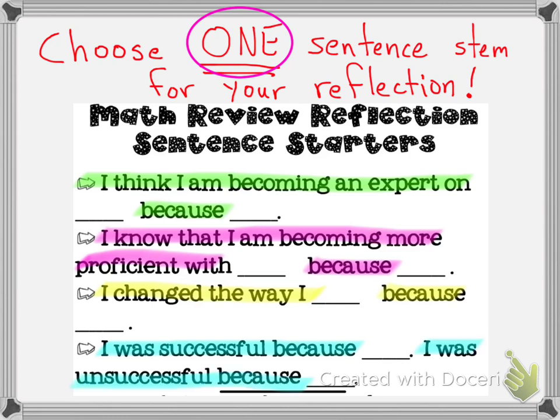And then tell me, I was unsuccessful because what? So why were you not successful? Why did you not get something right? What is it that you messed up on? What did you forget? What did you do wrong? And then tell me why.